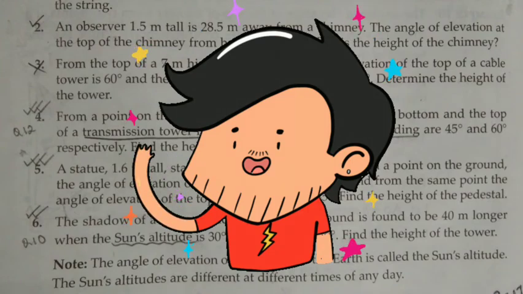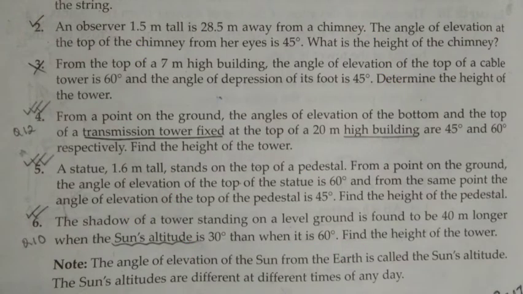Hello everyone. So we're left with type 3 questions and there are only 5 of them, okay? Let's start with question number 4 and in a similar manner you can do question number 12, all right? From a point on the ground, the angles of elevation of the bottom and the top of a transmission tower fixed at the top of a 20-meter high building are 45 degree and 60 degree respectively. Find the height of the tower.